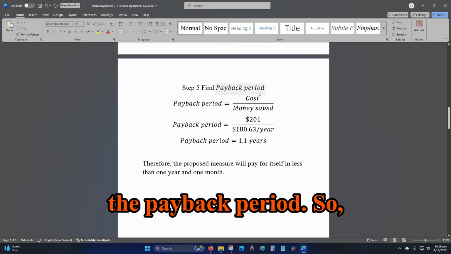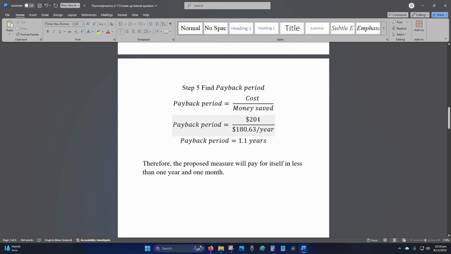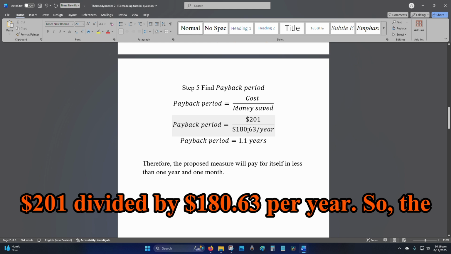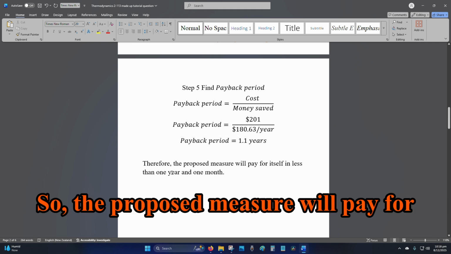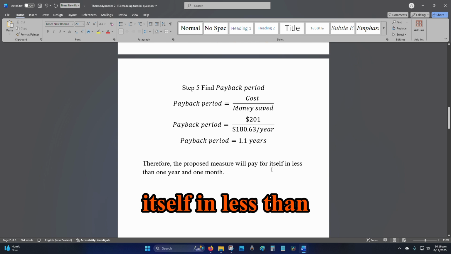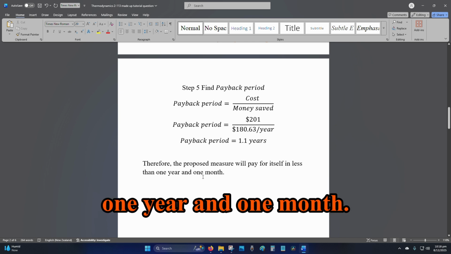Step 5. Now we find the payback period. So $201 divided by $180.63 per year. So the payback period is 1.1 years. So the proposed measure will pay for itself in less than 1 year and 1 month.